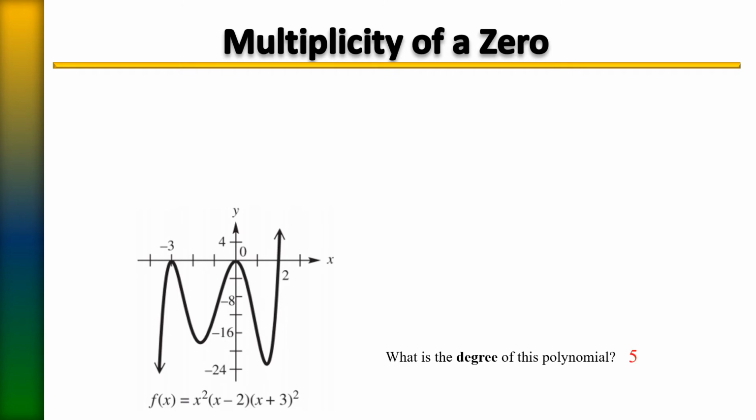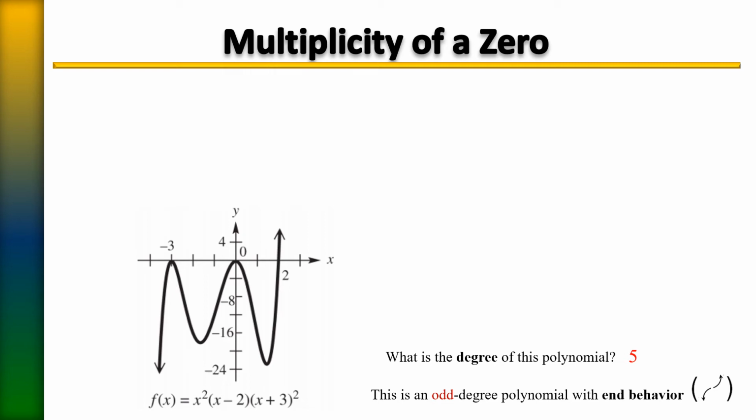5 is an odd number, so that is one that's going to have an odd behavior, recall the S shape. And again, the coefficient is positive, so it's going to be moving from left to right in an upward motion, like a rise, just as you see on the graph.